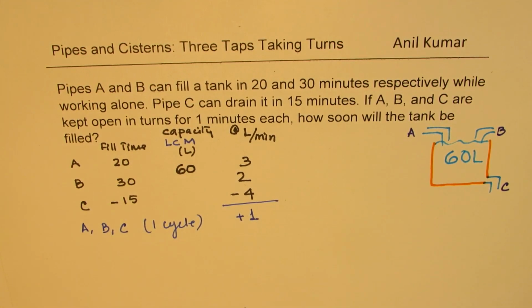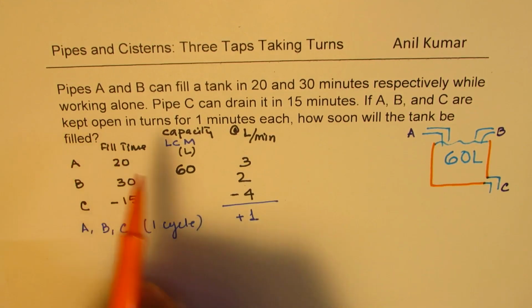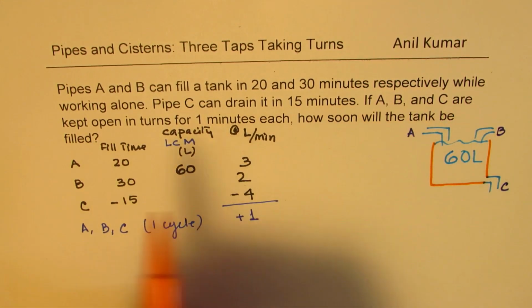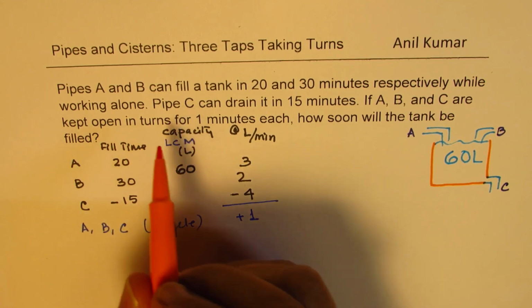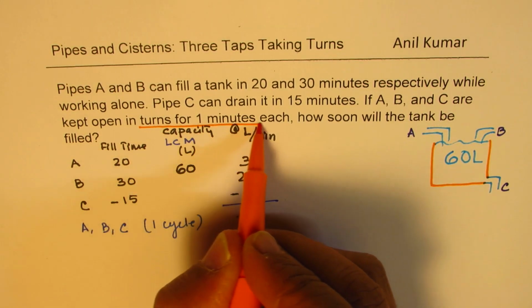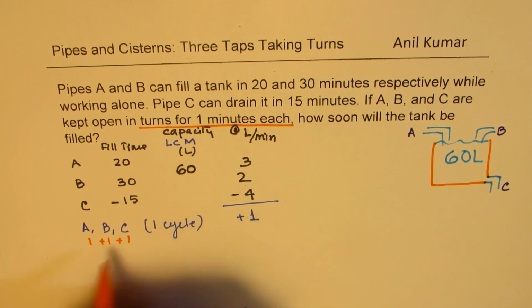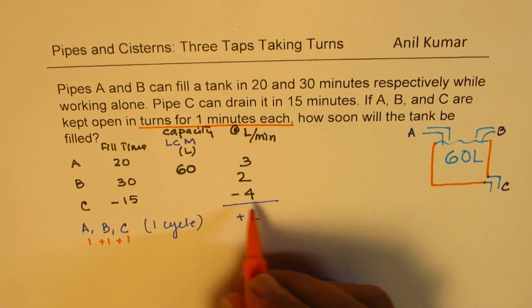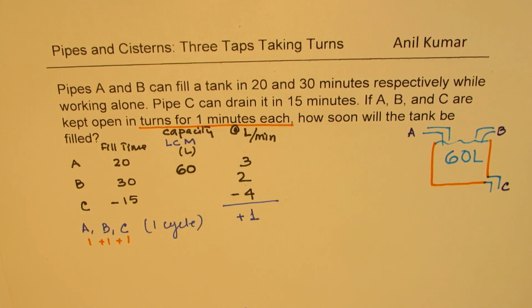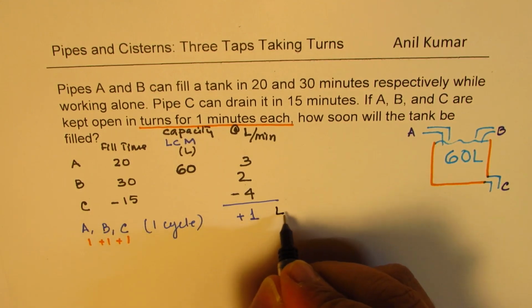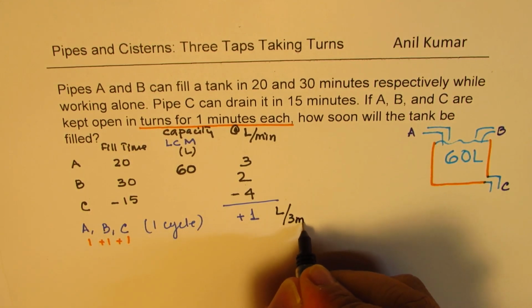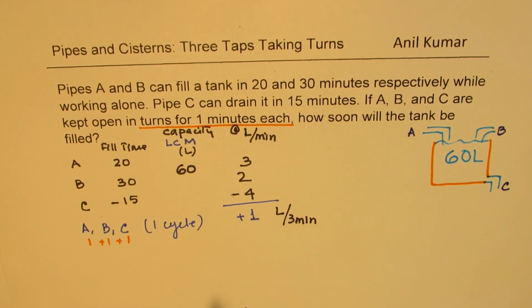Now this cycle, what we are saying here is, A, B and C are kept open in turns for 1 minute each, right? So this is 1 plus 1 plus 1, so 3 minutes. So 1 liter is added in 3 minutes. Do you see that? So every 3 minutes we add 1 liter in this cycle.